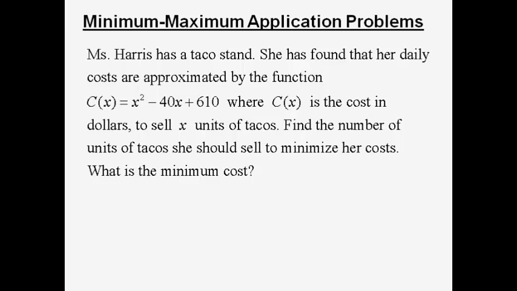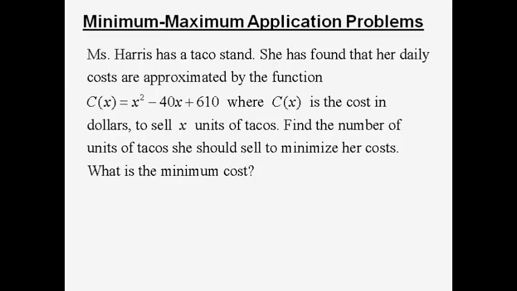Let's say Miss Harris has a taco stand. She has found that her daily costs are approximated by this function, c of x equals x squared minus 40x plus 610, where c of x is the cost in dollars to sell x units of tacos. So find the number of units of tacos she should sell to minimize her cost, and what's the minimum cost.